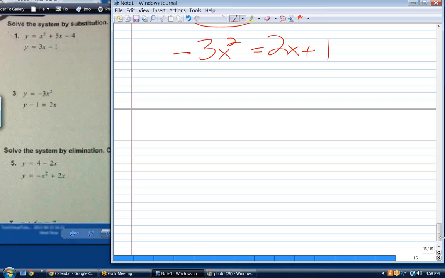Sorry, what did you say? So now what do I do to get it into the quadratic that I can factor? Add 3x squared to both sides. Okay. In other words, if I add 3x squared to that side, I will be left with 0.